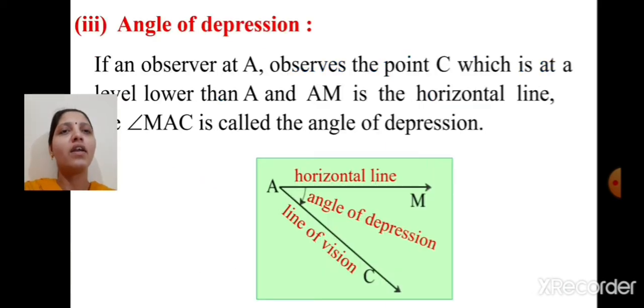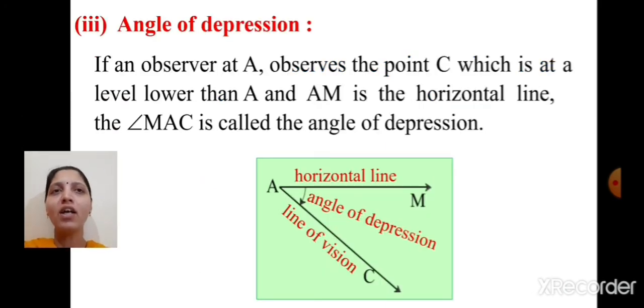Okay. Now you should understand what is angle of depression. Whenever the object is at a lower position than the observer and the horizontal line, whatever angle is formed between the line of vision and the horizontal line is called the angle of depression. So here the object is at position C and the observer is at position A. The object is at a lower position than A and the horizontal line, so there you will get the angle of depression.